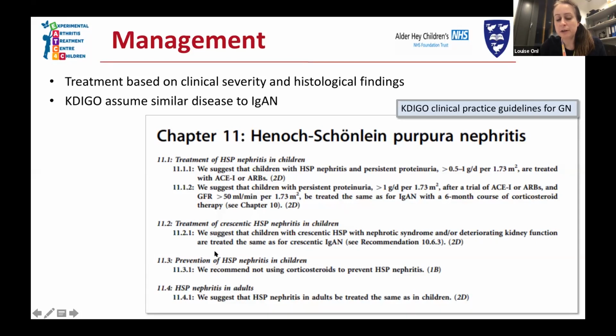And they also concluded, like I've mentioned, that there was no evidence for early treatment to try and prevent the onset of nephritis. And within the KDIGO guidelines, they suggested that HSP nephritis in adults should be treated exactly the same as children. And so many of these guidelines here are actually very similar to how we might consider treatment for IgA nephropathy in adults. And I don't think they reflect what's happening clinically.